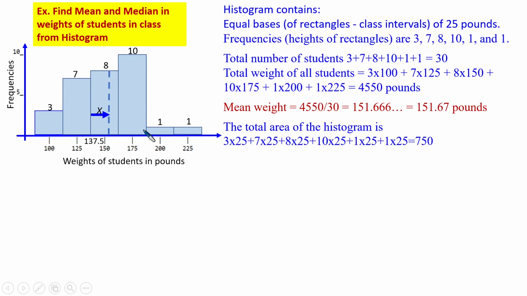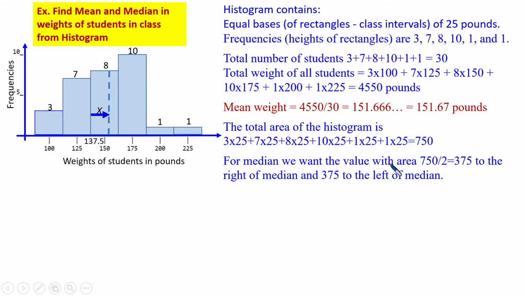So the total area under the histogram is base into height. Base is 25 into 3, then 25 into 7, plus 25 into 8, 25 into 10, 1 into 25, and so on. It is 750. So the total area under this histogram is 750. For the median, we want the value with area 375. I want the position where the area is 375 on this side and 375 on the other side, so 375 to the right of the median and 375 to the left of the median.